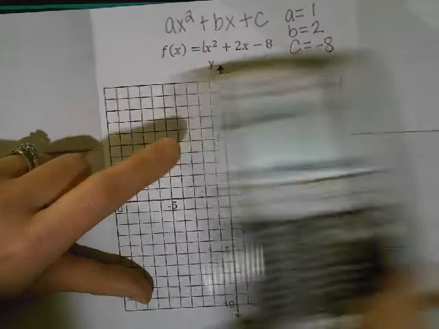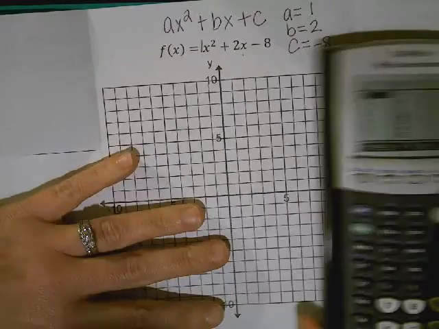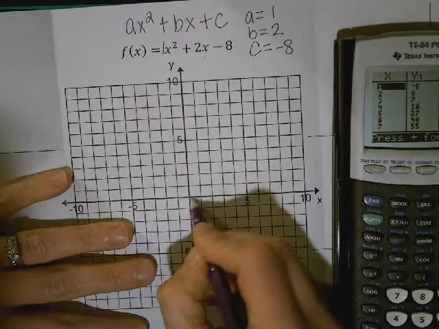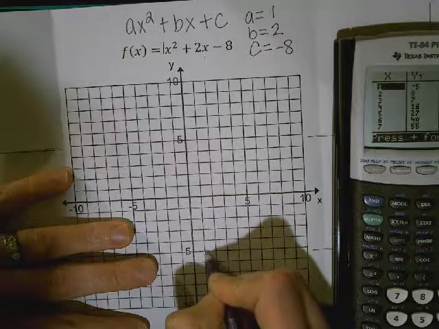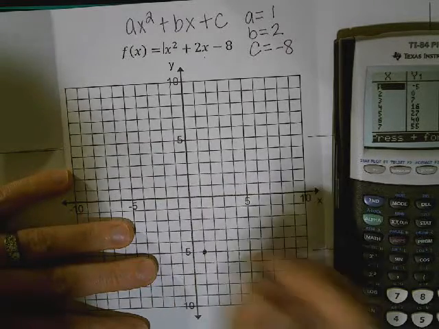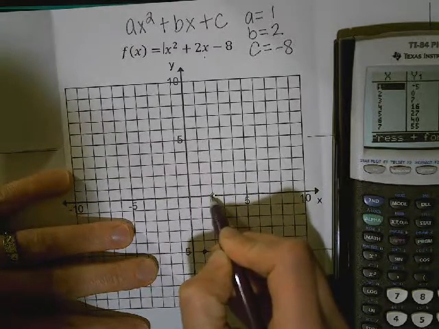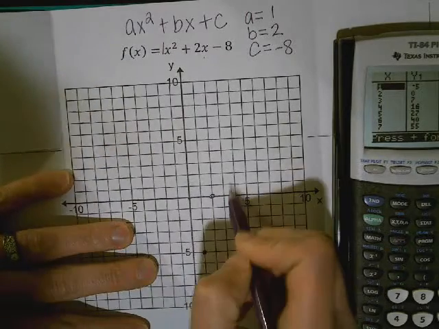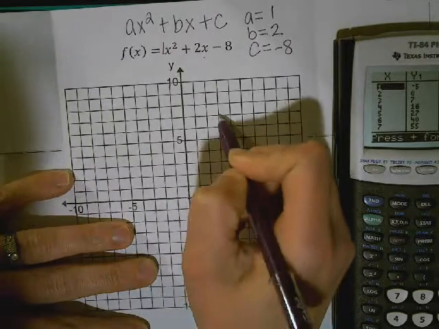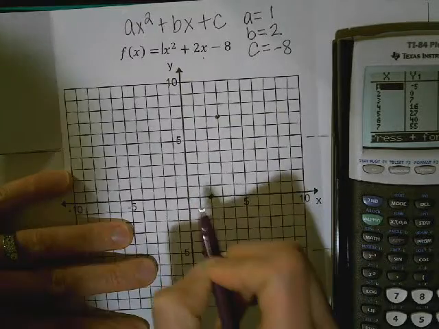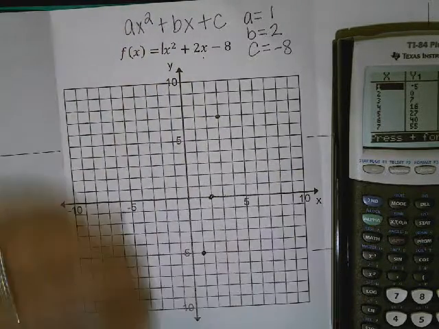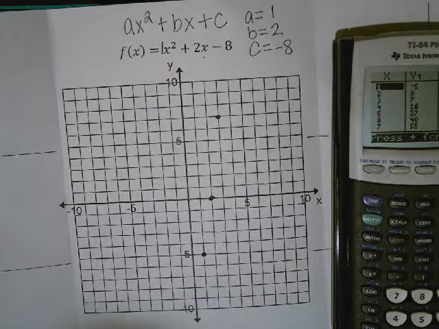So we can just start here by looking at 1, and it says 1 is at negative 5. So we're going to go 1, negative 5 and put a dot. And then 2 and 0 and put a dot. And then 3 and 7 and put a dot. And then 4, okay, I can't do 4 and 16, it's too much for the graph.